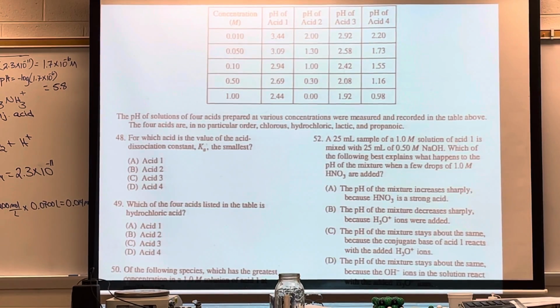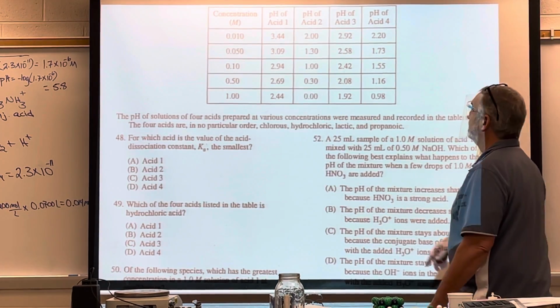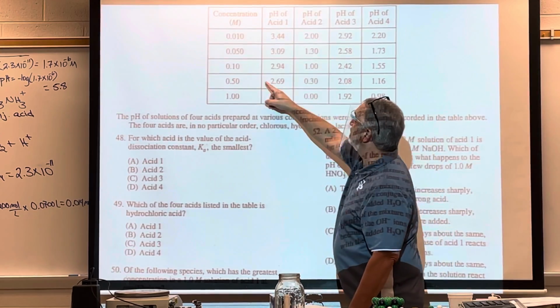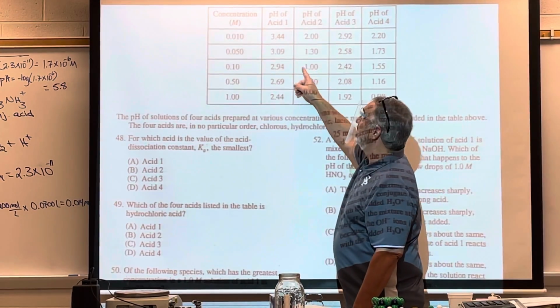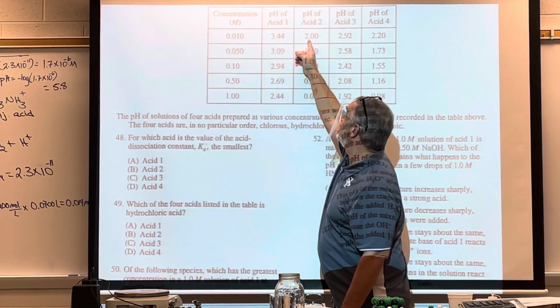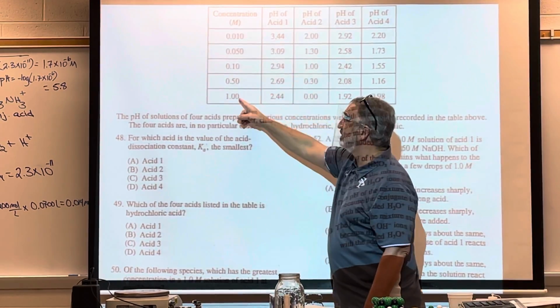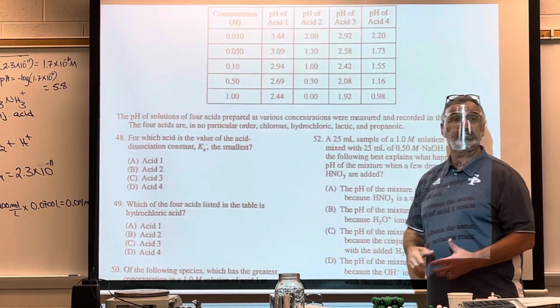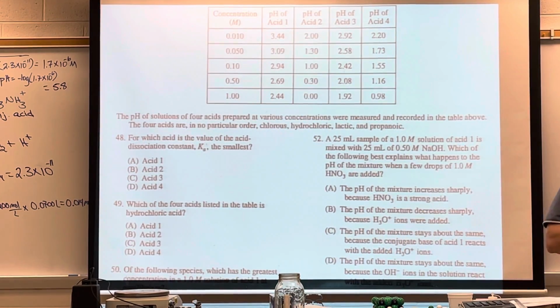Okay, so which one is that? Acid 2. It's the only one with 100%. Notice 0.1 is 1. 0.01 it's 2. The negative log of 0.01 is 2. The log of 0.1 is 1. The log of 1 is 0. It's the one that's 100% dissociated. Whatever the concentration of the acid, that's the concentration of the H+. That's how we recognize that one.